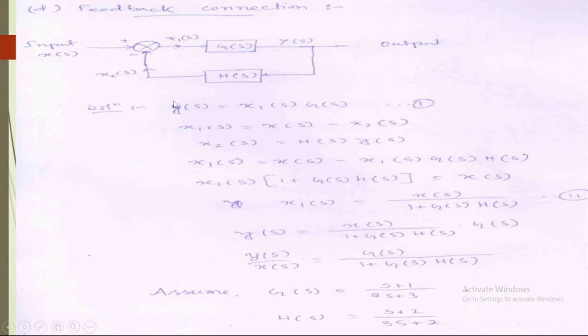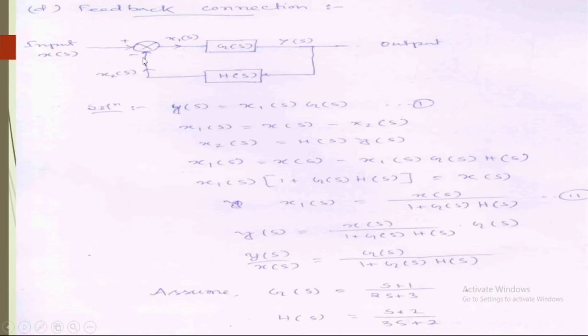So this is the theoretical solution of this connection. First you see y of s equals the output after the summing point, x1 of s, multiplied with G of s. In this way we solve this and finally find the transfer function of this given system, which is G of s upon 1 plus G of s into H of s.